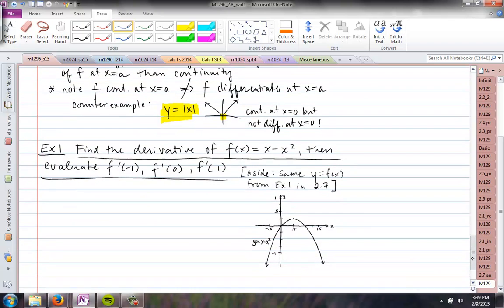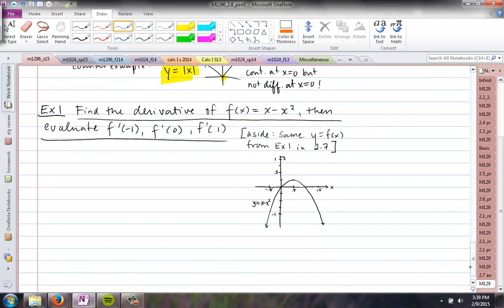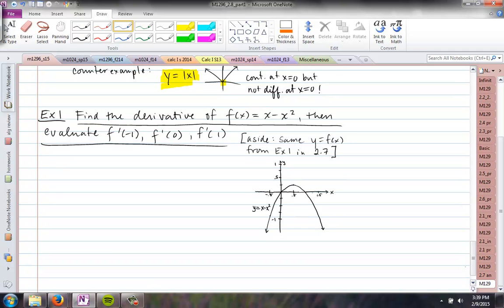So mostly I want to go over this example 1 here. Find the derivative of f of x equals x minus x squared. Then evaluate f prime of negative 1, f prime of 0, and f prime of 1. Just an aside here, this is the same y equals f of x from example 1 in 2.7. And we're asked a slightly different question here. For that one, we were finding in particular the derivative at x equals negative 1.